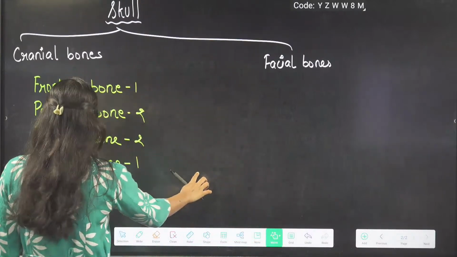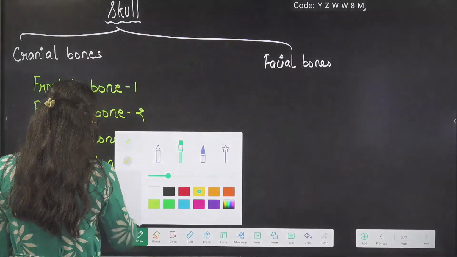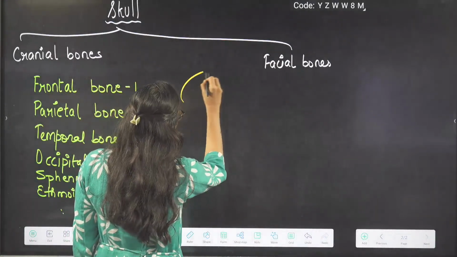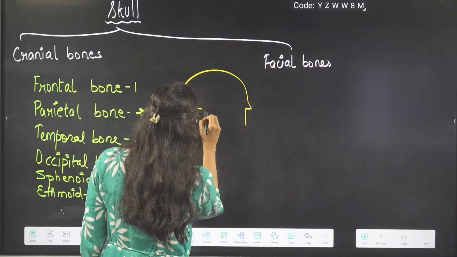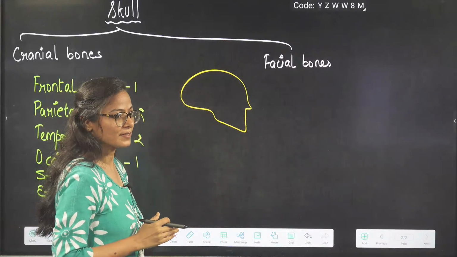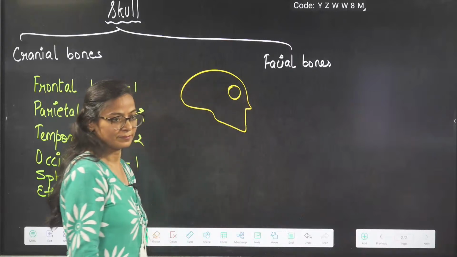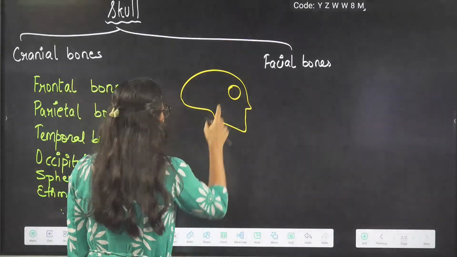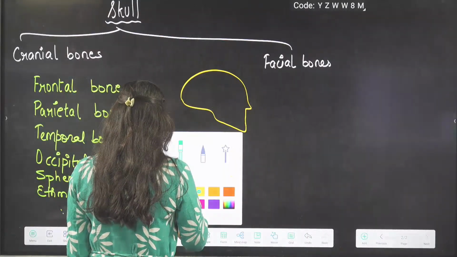So I hope the board is visible from here. Yes, so I'll just make a diagram. Yes, so this is the side face. Here there is this eye socket, right? I hope you are able to understand. So now let us see the bones one by one. Let me erase this. Yes. So we are going to draw the bones one by one.